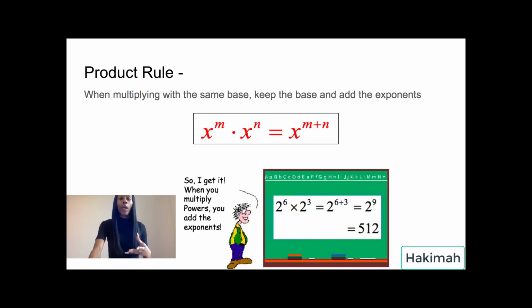Again, multiplying with the same base, keep the base, add the exponents. I have 2 to the power of 6 times 2 to the power of 3. I'm going to make that equal to 2 to the power of 6 plus 3, which is ultimately 2 to the power of 9, which is 2 times 2 times 2, 9 times, which will give you 512.